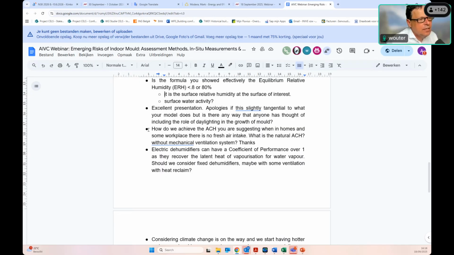How do you achieve the air changes that you suggest when in homes and some workplaces there is no fresh air intake? What is the natural air change without a mechanical ventilation system? So in the model, the basic situation, we assumed the original facade from the turn of the century. Those are very leaky windows. So the 0.4 air change is basically what we assume as an air change without mechanical ventilation.